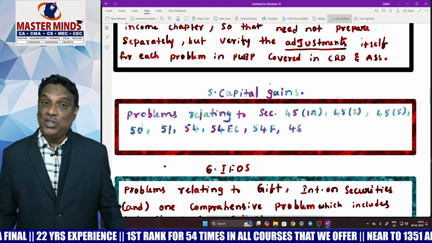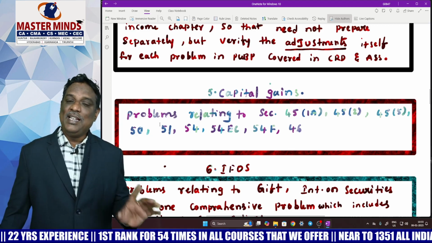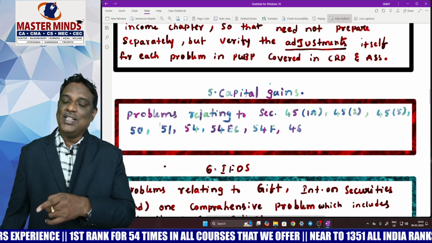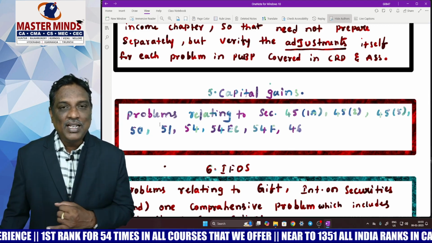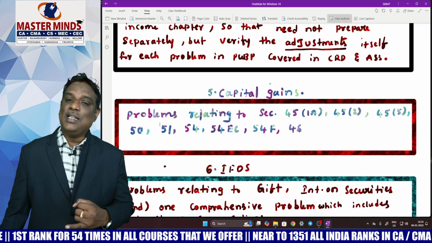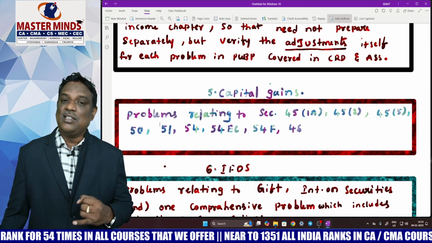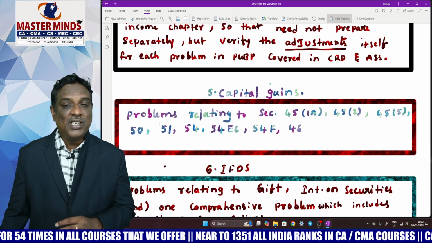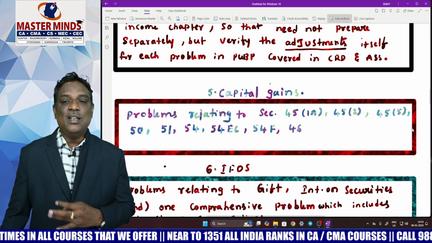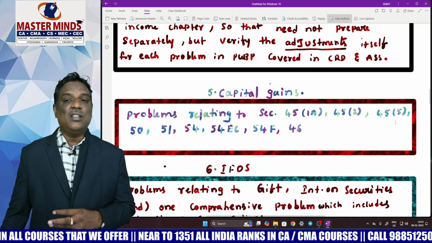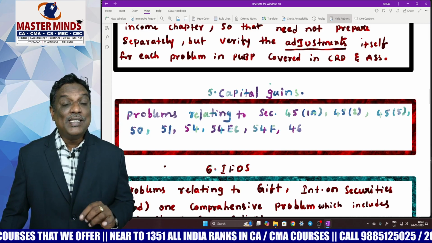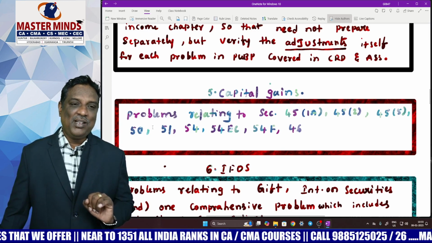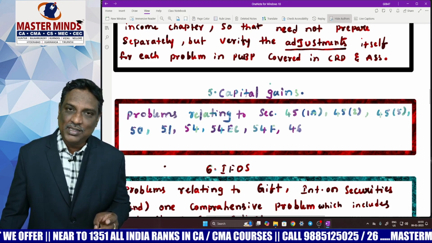My dear students, compulsorily prepare at least one problem which involves the following sections. Problem relating to 45(1)(a), damage or destruction of capital asset. 45(2), conversion of capital asset into stock in trade. 45(5), compulsory acquisition of capital asset. 50, depreciable capital assets, how to calculate capital gains. 51, forfeiture of advance money.